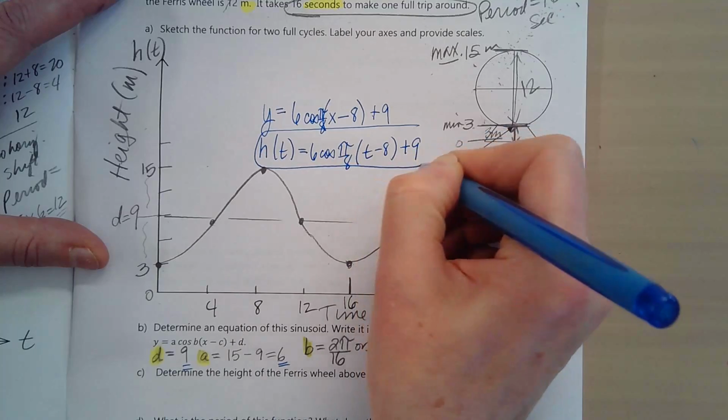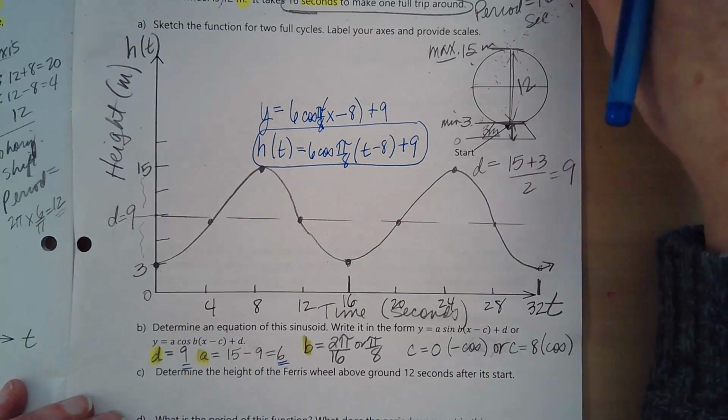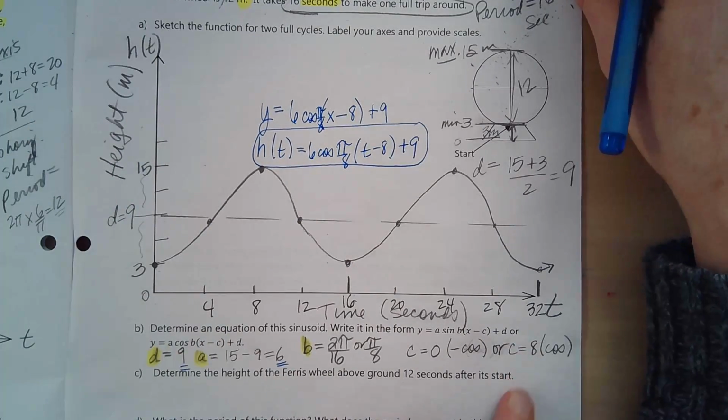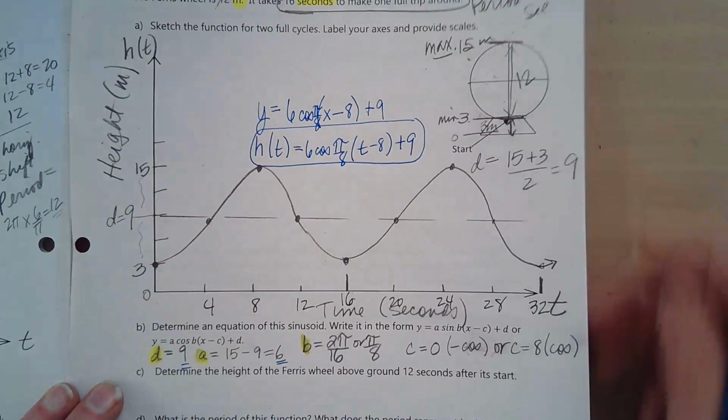Whatever variables you use to label your axes, that's what you have to use in your equation. Now, we could have left it as Y and X. That might be easier. If you have a choice, then you don't have to worry about anything special.